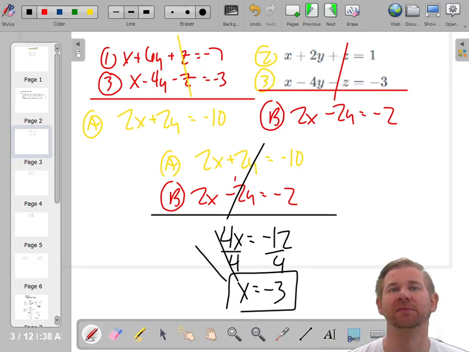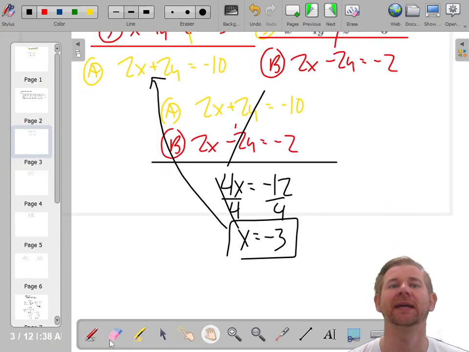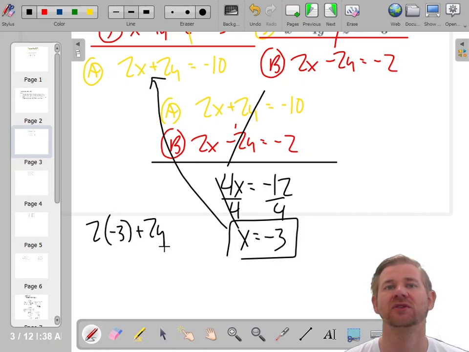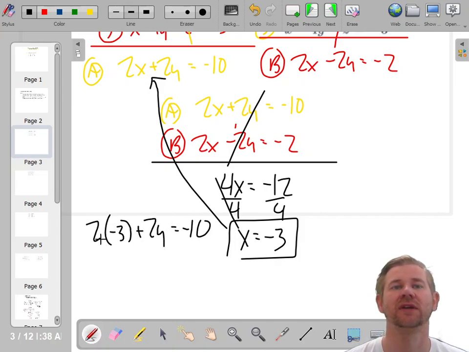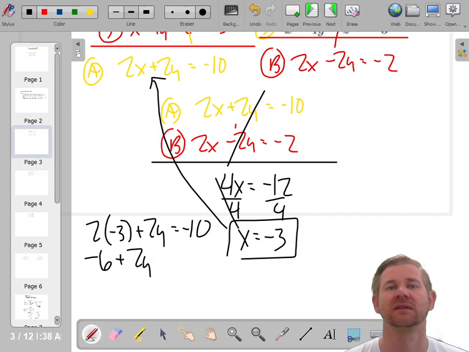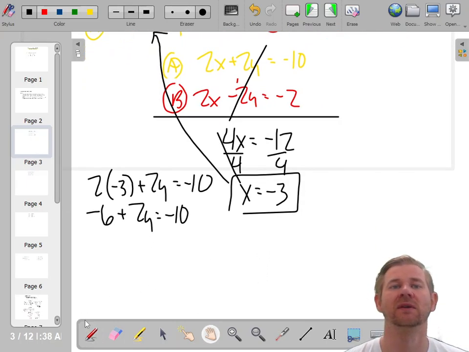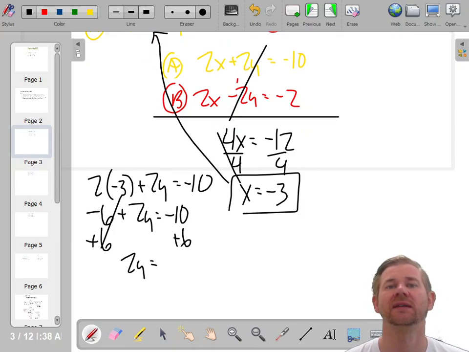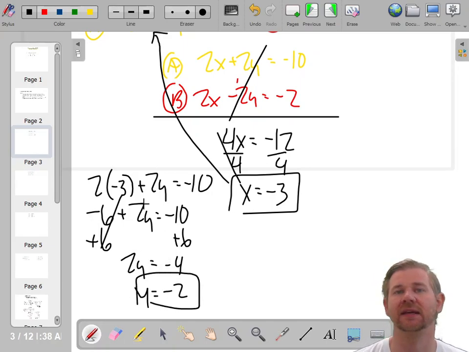We've got x. I can plug that into either of these equations. It doesn't matter which one. I'm going to pick A. So 2 times my x value plus 2y equals -10. 2 times -3 is -6. And then I will add 6 to both sides. 2y is -4. And when you divide both sides by 2, -4 divided by 2, now we got y is -2.